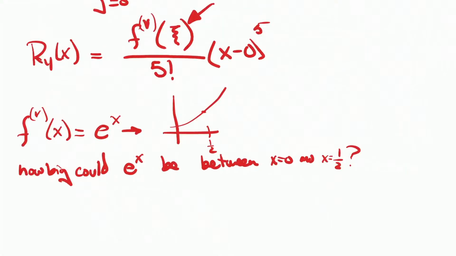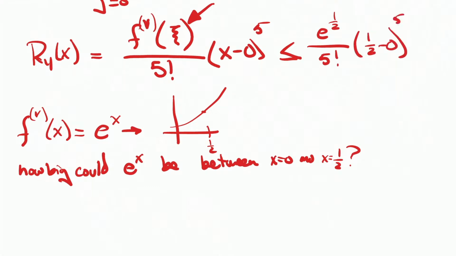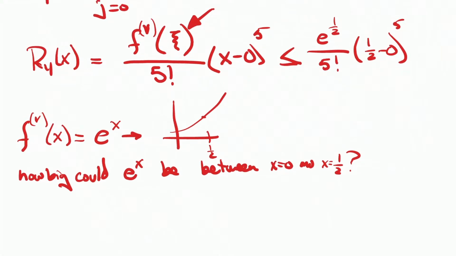So this is going to be less than or equal to e to the 1/2 over 5 factorial times 1/2 minus 0 to the 5th. If I was evaluating this at a different point, I would have a different number here and a different number there. Okay, so this is sort of a bound. It's the worst case scenario. So let's do this on a calculator.